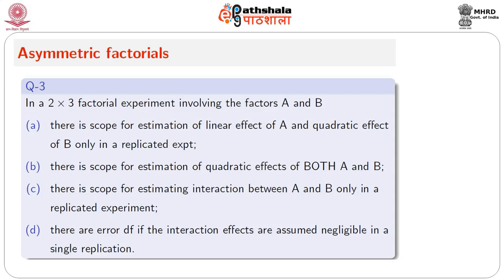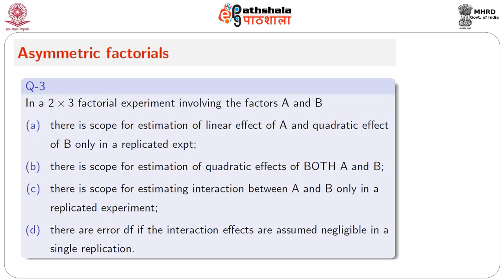single replication. Okay, the first factor is at 2 levels, the second factor is at 3 levels. Yes. We can think in terms of the linear effect of A and both linear and quadratic effects of B. Given this understanding, answer A talks about there is scope for estimation of linear effect of A and quadratic effect only in a replicated experiment. That is wrong. It does not have to be replicated.